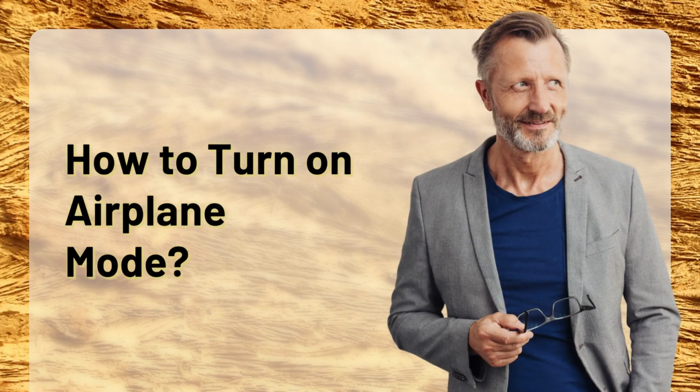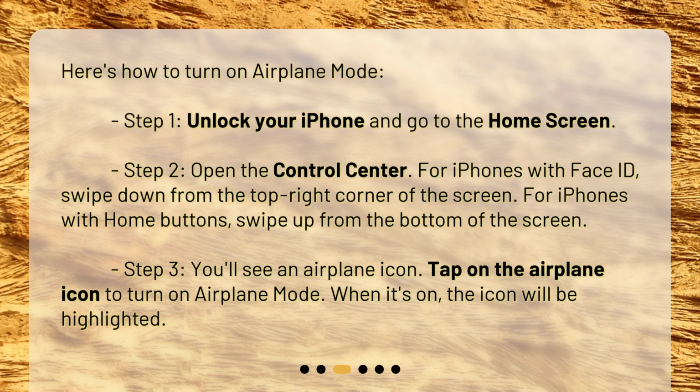How to turn on airplane mode? Here's how to turn on airplane mode. Step 1. Unlock your iPhone and go to the home screen. Step 2. Open the control center. For iPhones with Face ID, swipe down from the top right corner of the screen. For iPhones with home buttons, swipe up from the bottom of the screen.